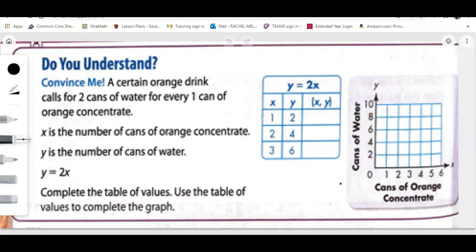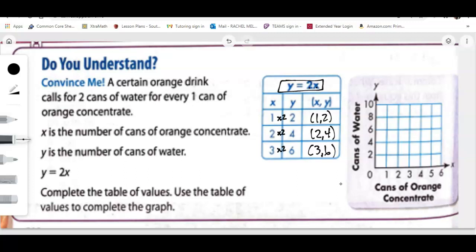Okay, so again, we're going to do like the last one. They're giving us the equation. Okay, so they're telling us that I need to multiply 2 times x to get my y. Well, I can see that 1 times 2 is 2, 2 times 2 is 4, and 3 times 2 is 6, so that is true. Okay, so remember my xy coordinates get put into an ordered pair. So this is 1, 2, 2, 4, and 3, 6.